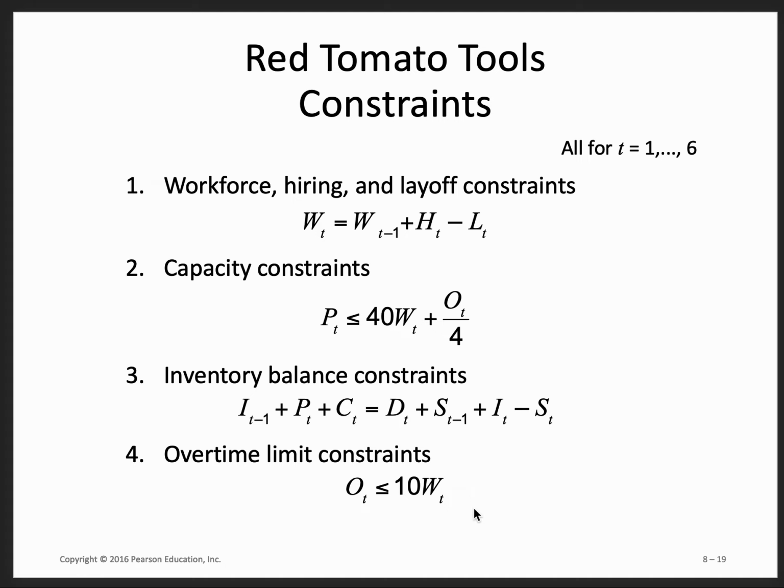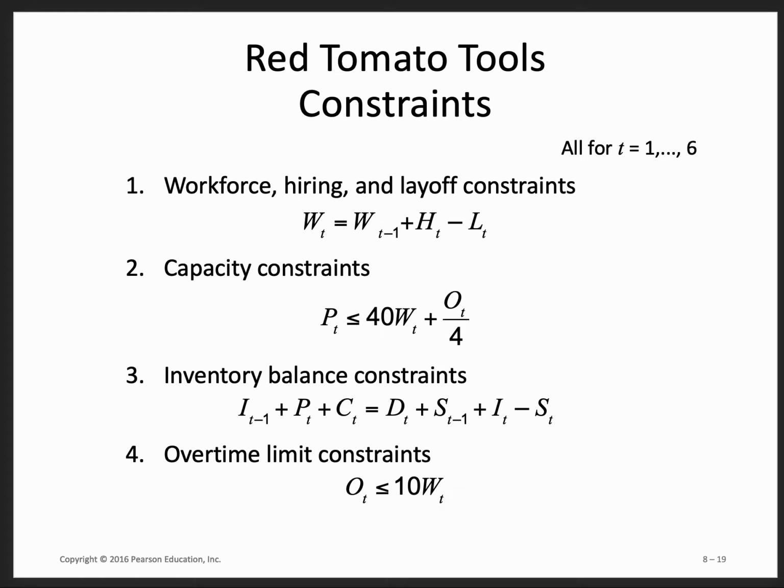And finally, the overtime limit constraint. Now, this was not clearly stated in the slides, but in the textbook, it is given that each worker cannot work more than 10 hours of overtime. So the maximum amount of overtime that you can work is 10 times the number of workers. So OT is less than or equal to 10 times WT. So that's the overtime limit. So these are your 4 constraints.